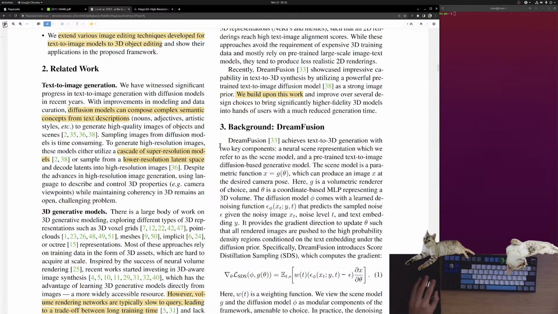So there's two key components here. There's the neural scene representation, which we refer to as the scene model, okay? And then a pre-trained text-to-image diffusion-based generative model. Scene model is a parametric function x = g(theta). So x is the image, right? Image x at a desired camera pose. G is a volumetric render of choice, and theta is a coordinate-based MLP representing a 3D volume.